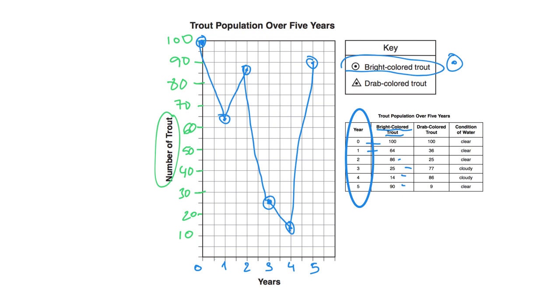Excellent. So let's go ahead and do the same thing for the drab colored trout. Let's start by plotting 100 on year 0. And remember to use a triangle this time to distinguish both species. And let's do 36 for year 1. Let's use 25 for year 2. And 77 for year 3. Let's do 86 for year 4.